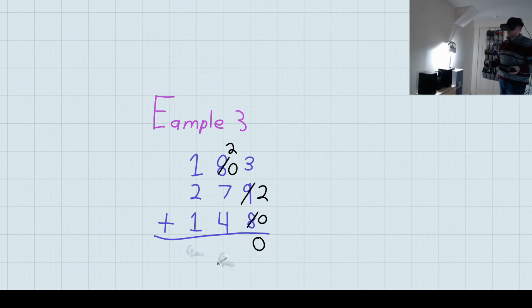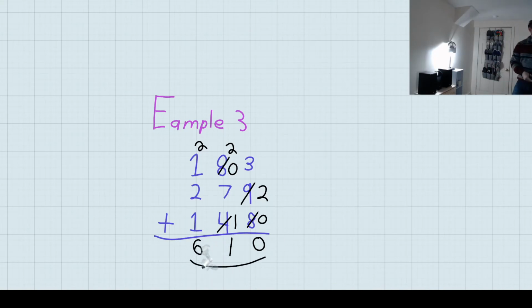7 plus 4 is a different story. It's 11. So then we carry the 1. We count how many scratches we have, which is 1 and 2. Put a 2. 2 plus 1, 3. 3 plus 2, 5. And then 5 plus 1 would be 6. And then you get 610, just like that.